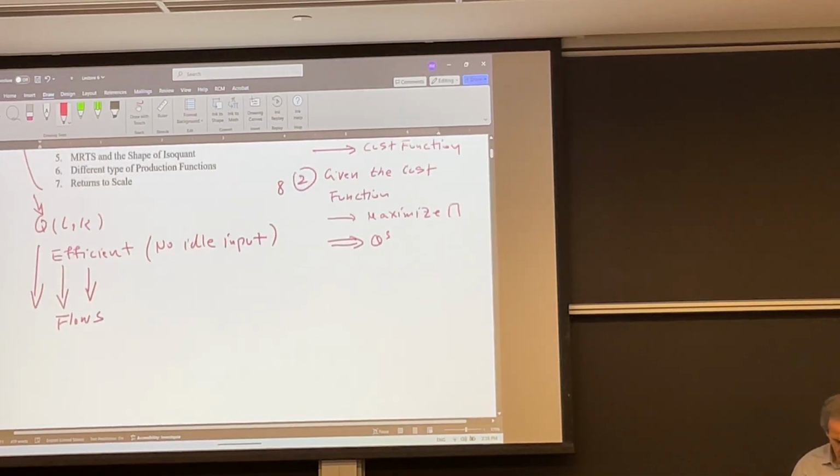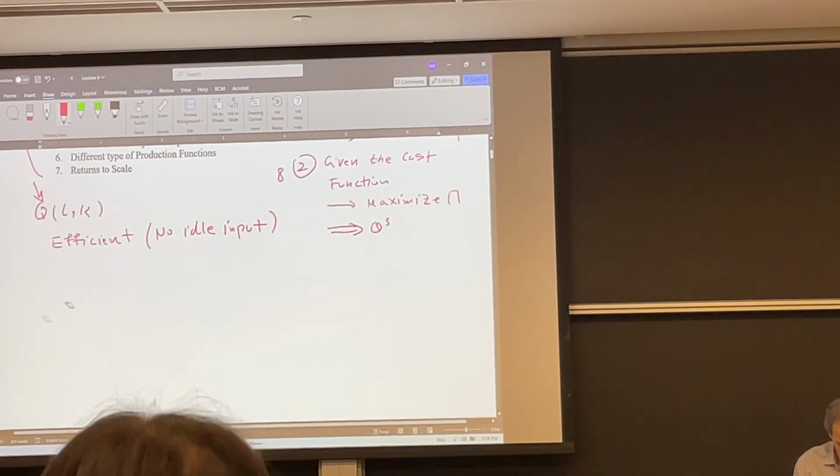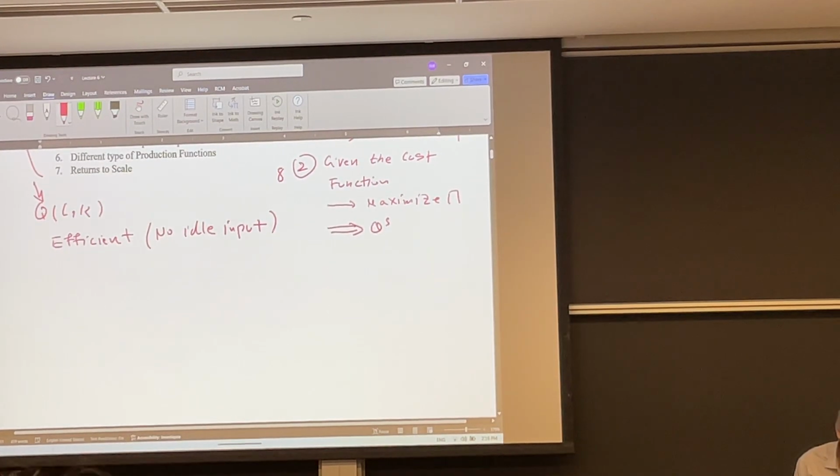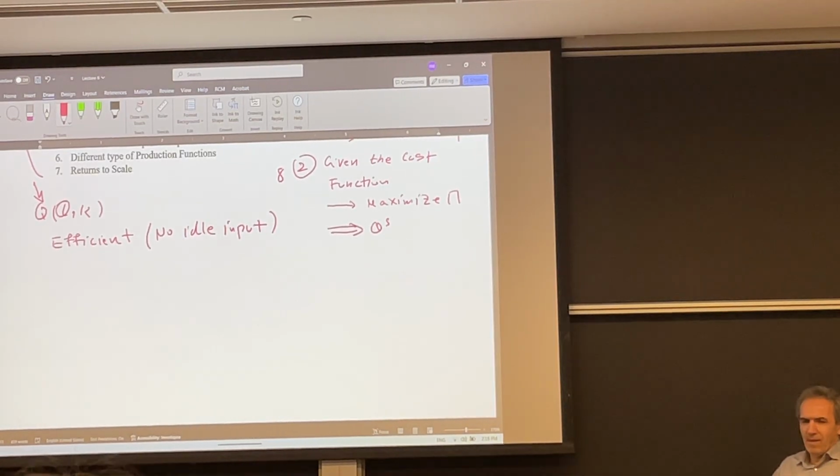We assume the labor is mobile, is not set. You can change the labor as you wish. It's not like Canada Post where you have lifetime appointment.